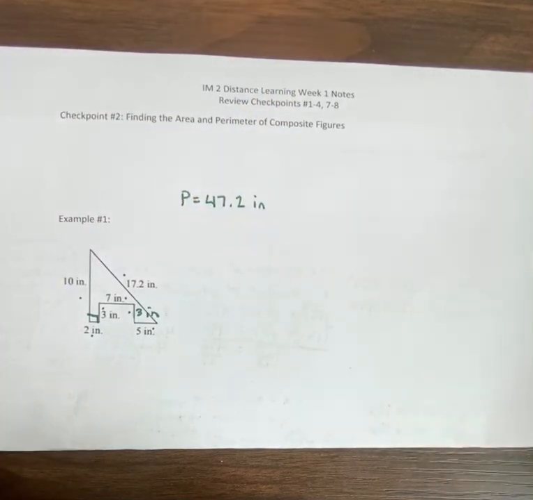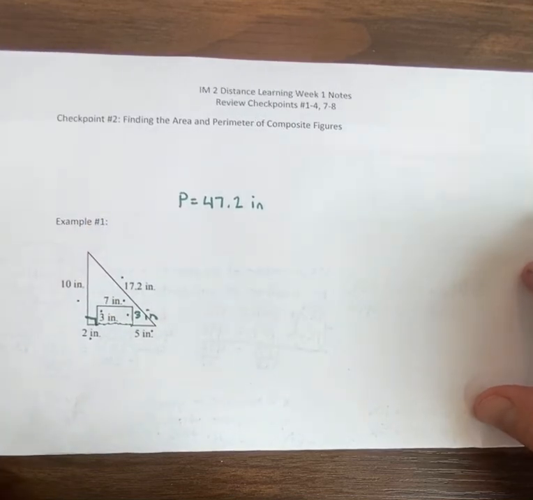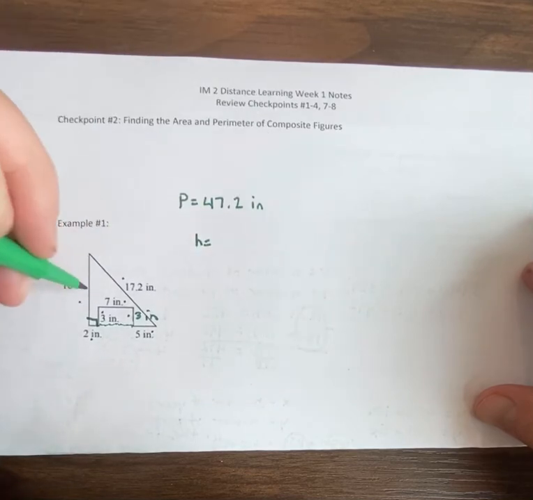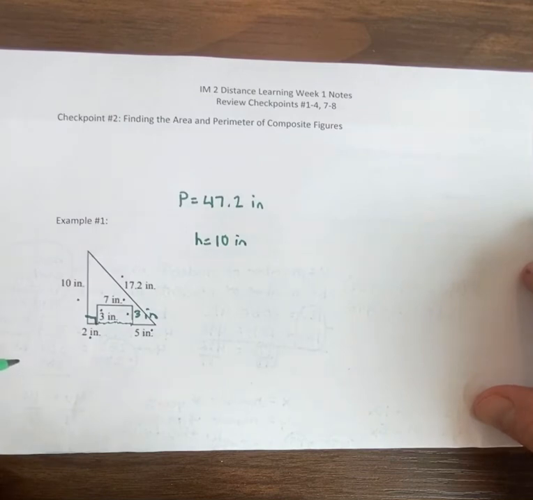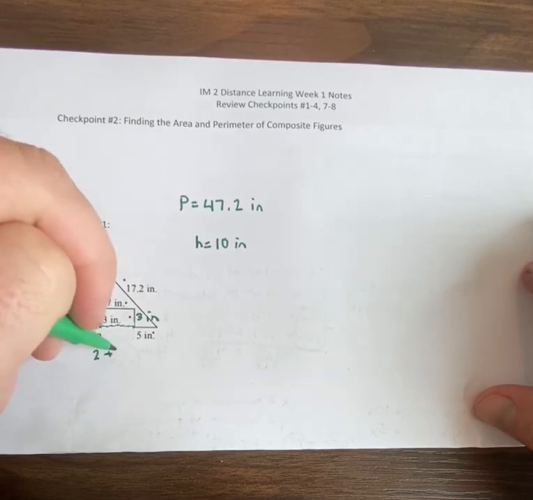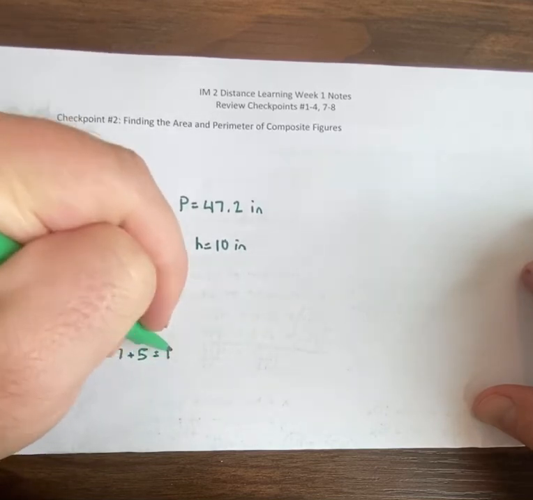And now we got to get to the area. Now I could have done the area first, it doesn't matter. So with this one, what we're going to do is find the area of the triangle, the whole thing, and then subtract the rectangular cutout. So looks like we have 10 inches for the height of the triangle, this side here. For the base of the triangle, we're going to have 2 plus 7 plus 5, and that should give us 14 inches.